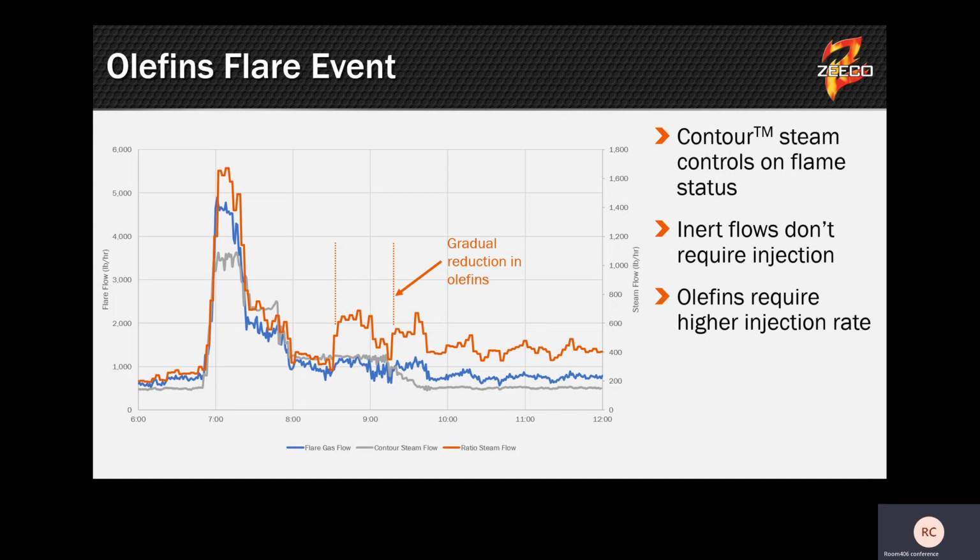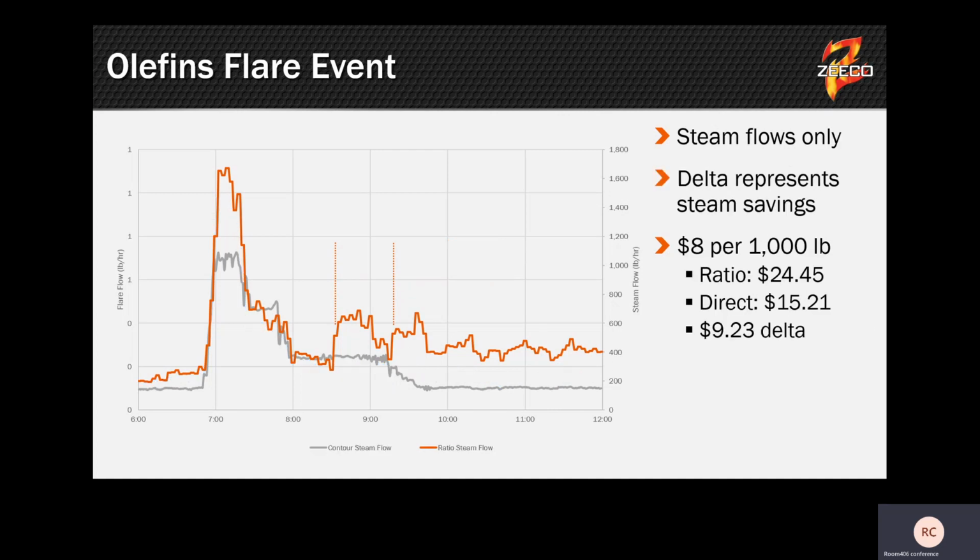And as the olefins are finally bled out of the system and we return to a natural gas steady state, just a purge or a sweep gas, we've returned to the original steady state of injection. And now you have a delta. It's not much. This is a small flare. This is a small instance, but you have continuous savings of 150 pounds an hour, hour by hour, day in, day out. And so this is where the monetization comes in.